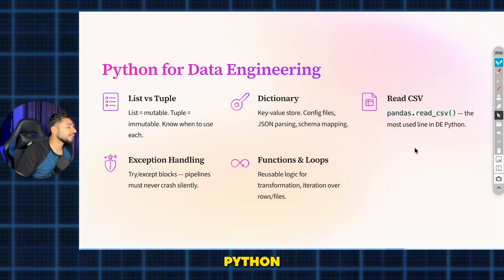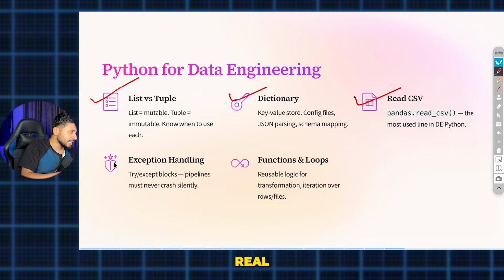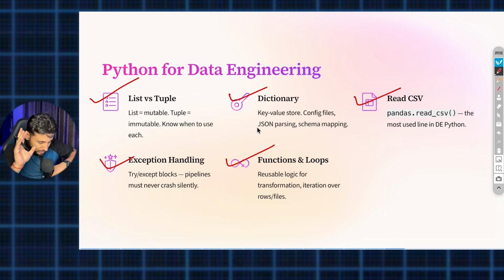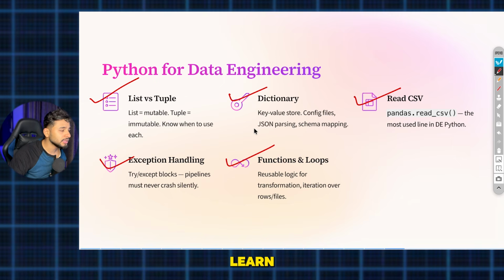Next thing is basically Python for data engineering. Okay, I'll just give you an example or some walkthrough of this. Python for data engineering is very, very important, like list versus tuple, dictionary, read CSV, exception handling, functions, very, very important. These are some of the topics. If you learn these topics, it will help you to crack data engineering interviews very easily. Just learn these things, you will be able to crack any data engineering interview.